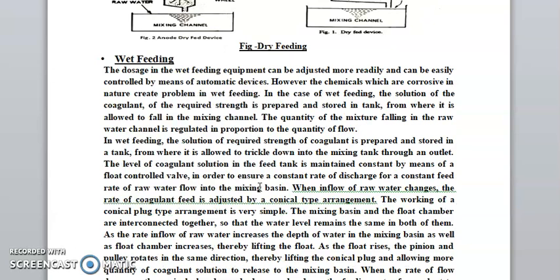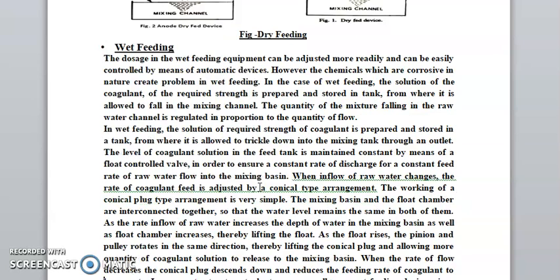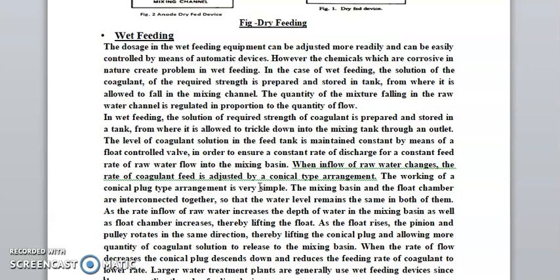In wet feeding, the solution of the required strength of coagulant is prepared and stored in a tank. The solution is allowed to trickle down into the mixing tank through an outlet. The level of the coagulant solution in the feed tank is maintained constant by means of float control valves, in order to ensure a constant rate of discharge of coagulant flow to the mixing basin. When the rate of raw water flow changes, the rate of coagulant feed is adjusted by a conical plug type arrangement.